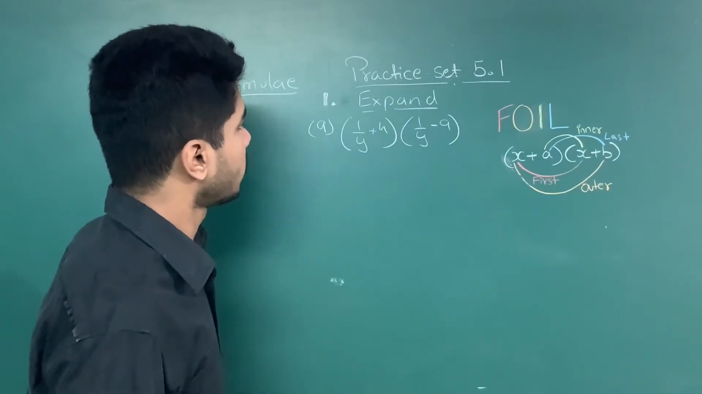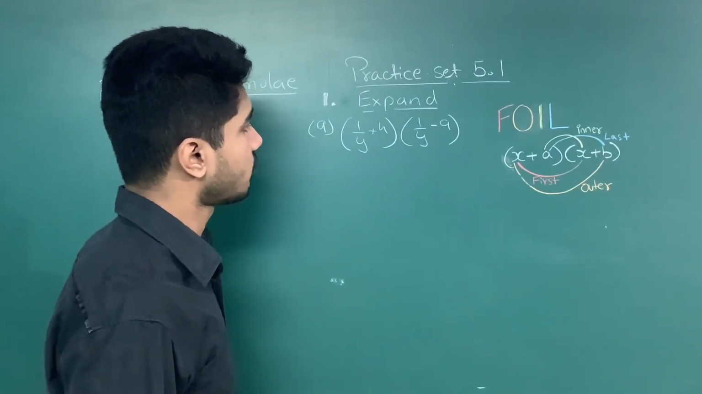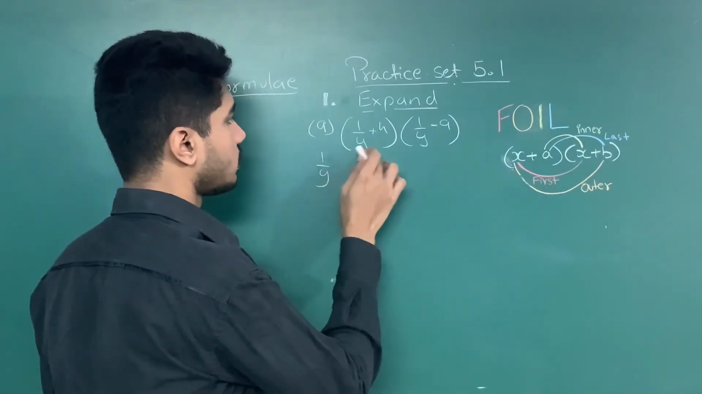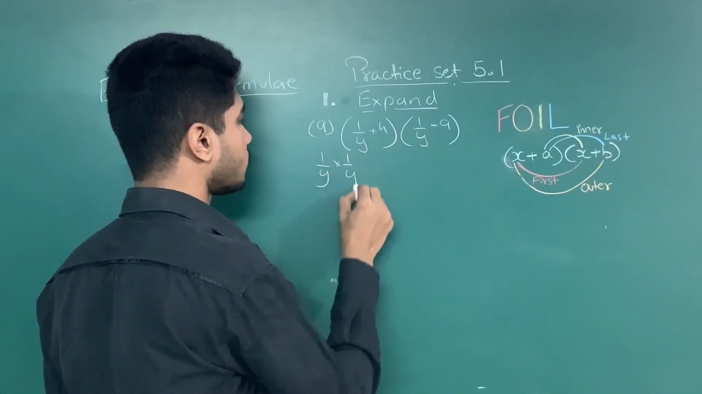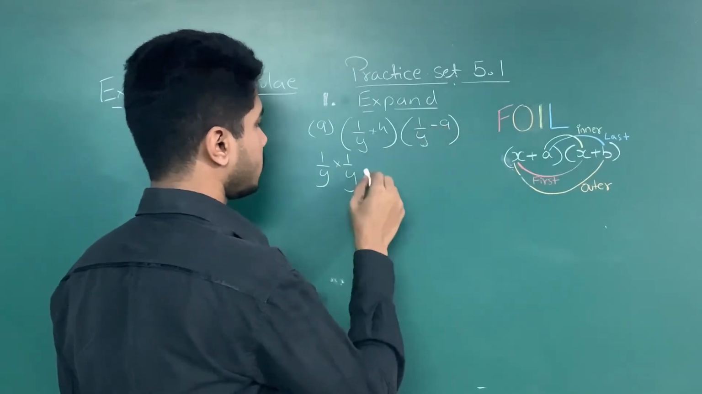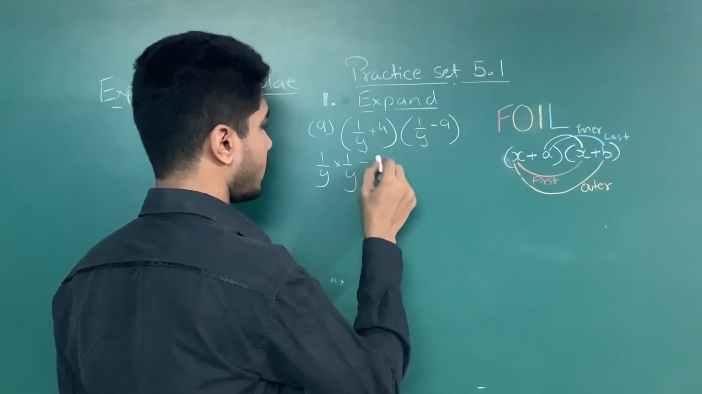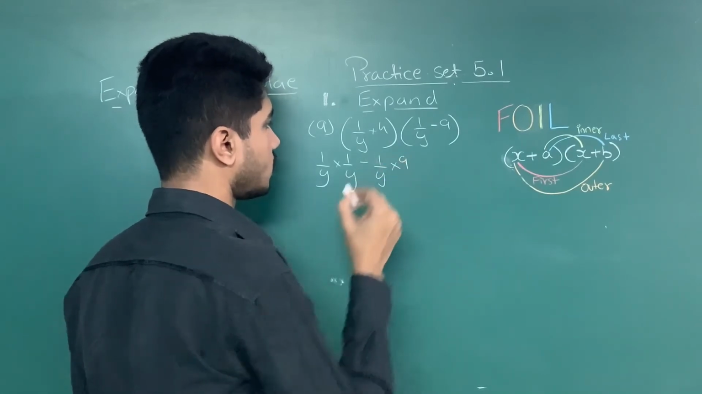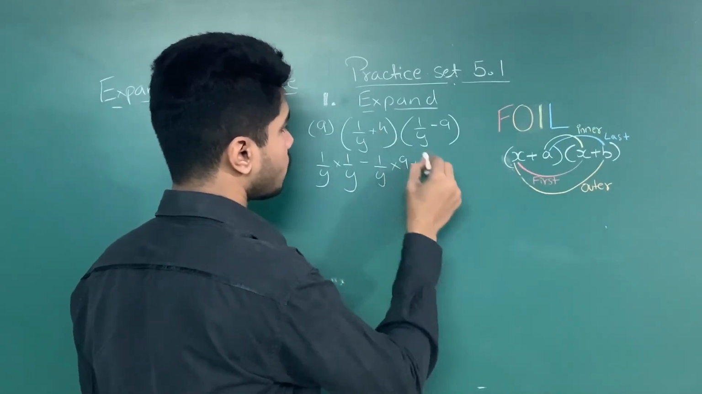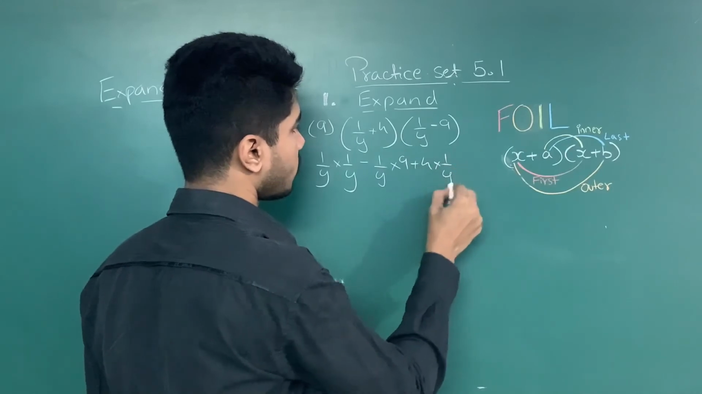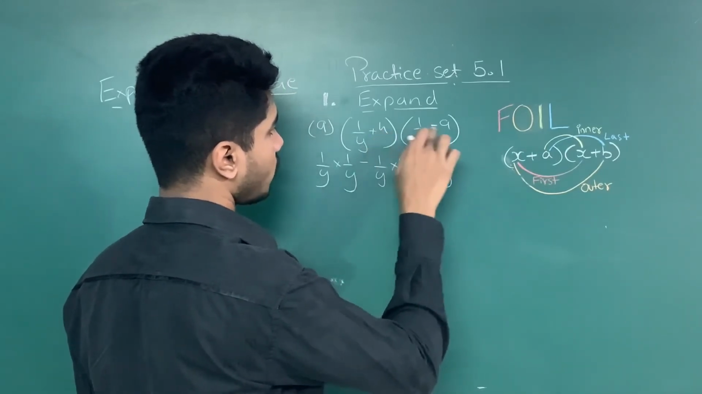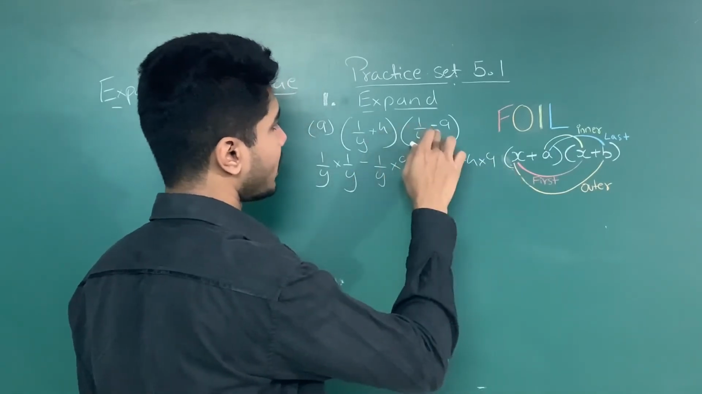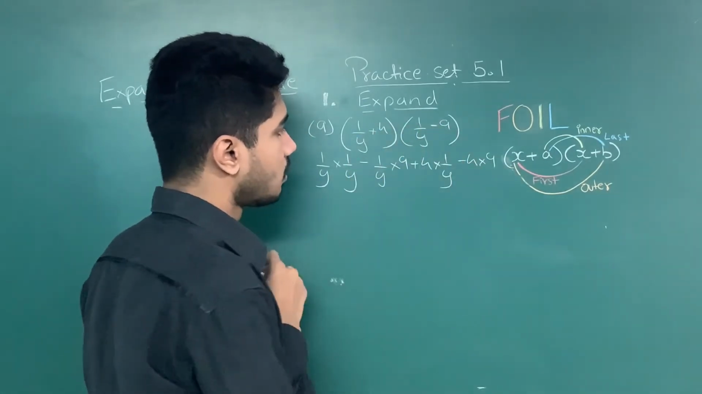9th question, (1/y + 4)(1/y - 9). So 1 by y will get multiplied with 1 by y minus 9. So plus into minus will be minus, 1 by y into 9, plus 4 into 1 by y, and 4 into minus 9.